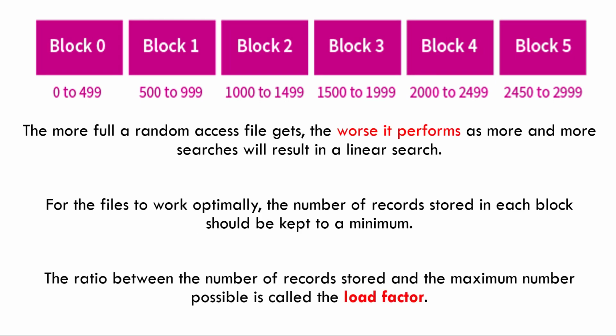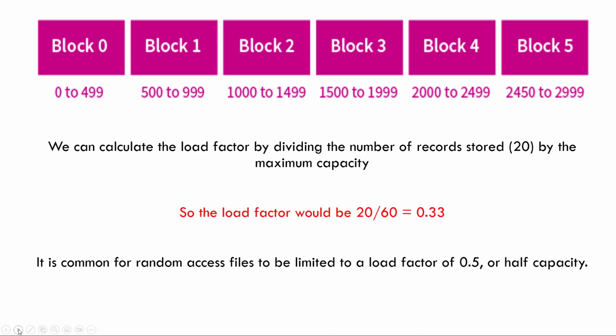So the more full random access gets, the worse it performs. And usually the thing that triggers something to think about is the load factor, right? So load factor is normally about 50%. So if I fill my blocks up, there's my blocks, here's my records in my block, and I fill all of these up. Once I get past halfway, it starts to become inefficient at this point because I'm doing a lot of searching. And I don't want to do that if I can help it.